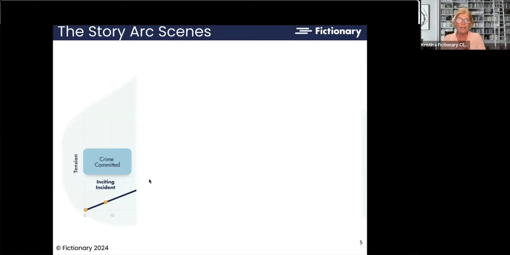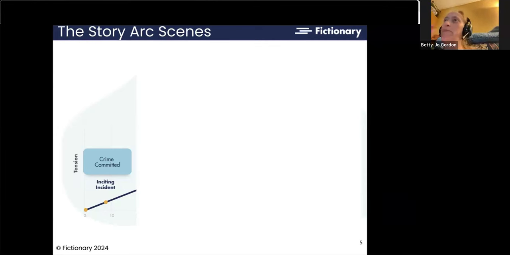Right? And the somebody is the protagonist. And so in the inciting incident, there's a crime committed. Now, who wants to tell me what's the difference between an inciting incident in a mystery novel and the inciting incident in a romance novel? Romance is meet-cute. Yep, you've got it up on the screen, crime committed.